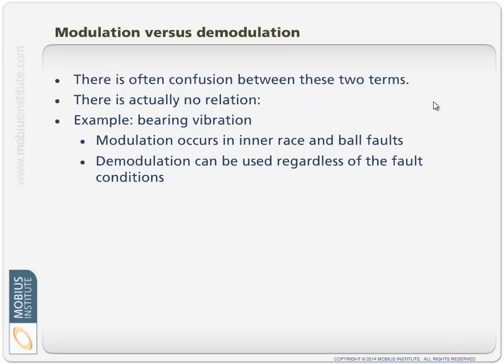So we've got bearings with the inner race going through the load zone, rising and falling in that source of vibration, we get sidebands. Now, yes, it's true, we can then use demodulation to diagnose that fault, but for an entirely different reason. Because let's face it, we can have an outer race fault. There is no amplitude modulation with an outer race fault, but we still use demodulation to detect it. So, let's see why.